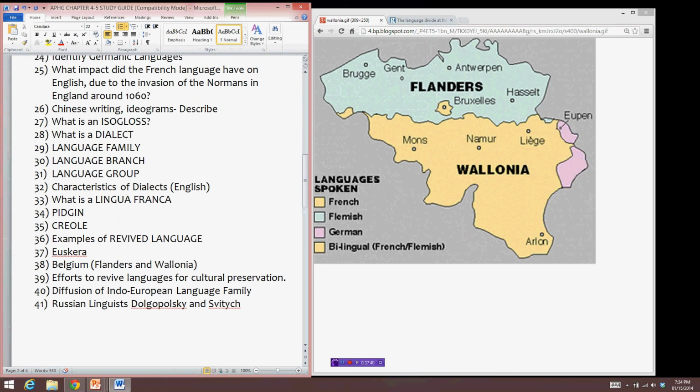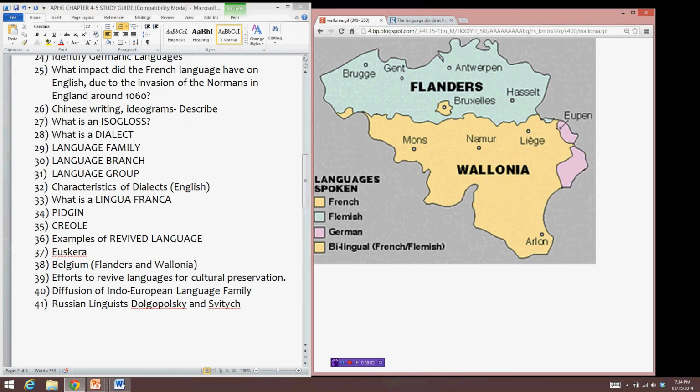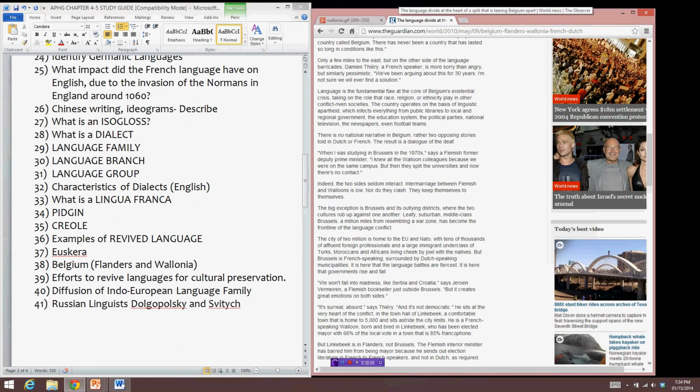Don't worry about 39 right now so much, because we really haven't talked much about that, and so I may not have you be responsible for it. Number 40, the diffusion of the Indo-European language family. I've already shown you several times a map that talks about the diffusion of Indo-European language. In particular, I'm looking at the cultural hearth, the point of origin of the Proto-Indo-European language.